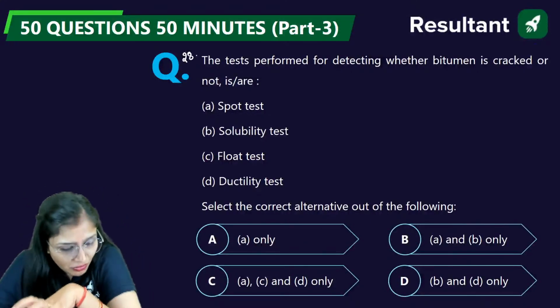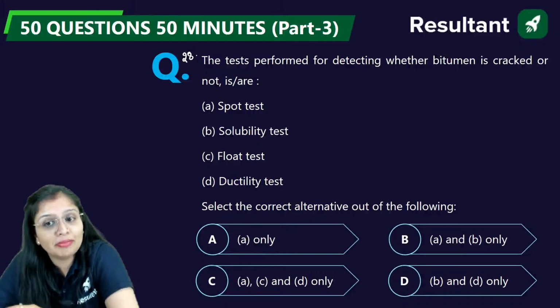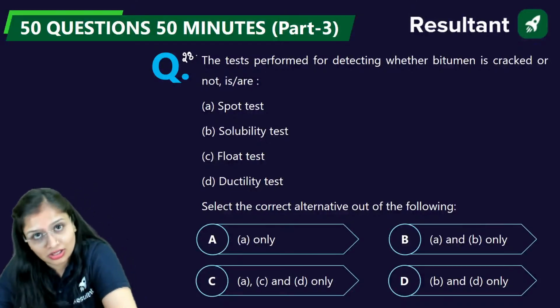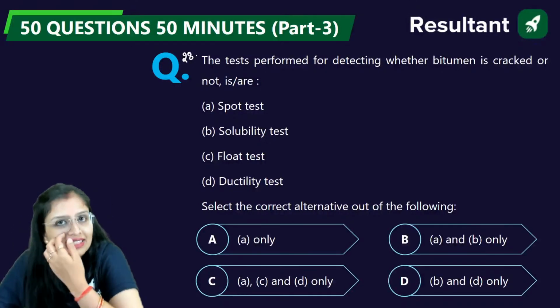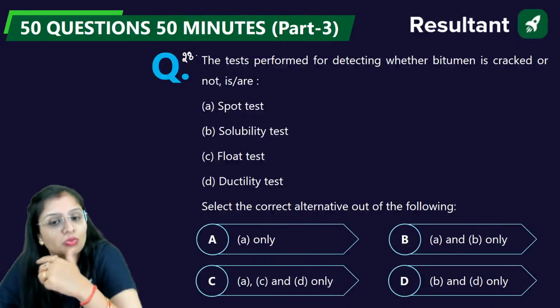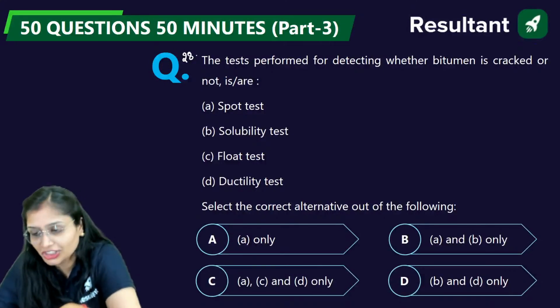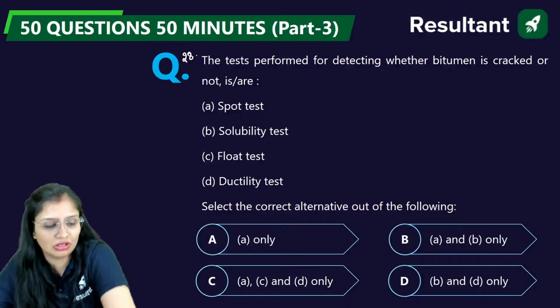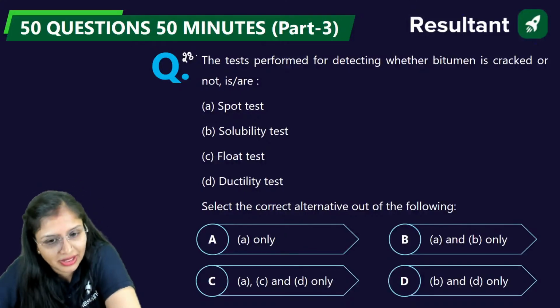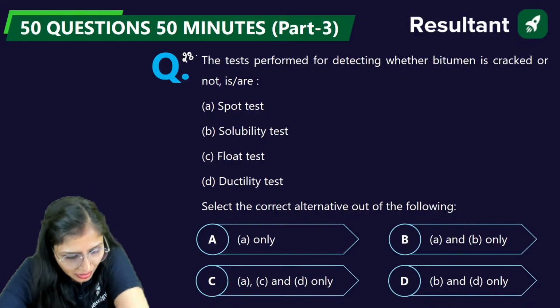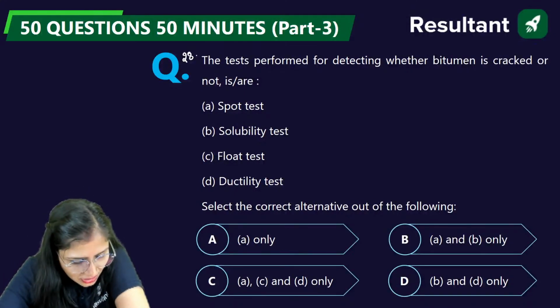Now question number 28, I guess you will be able to answer. The test performed for detecting whether bitumen is cracked or not. Whenever you construct flexible pavements, you have bitumen in it. So what is the test which you perform for checking whether cracking has taken place or not? Which of the tests you perform, guys?